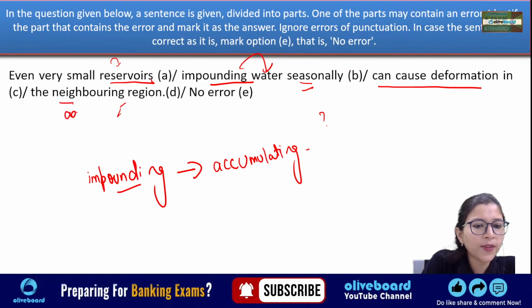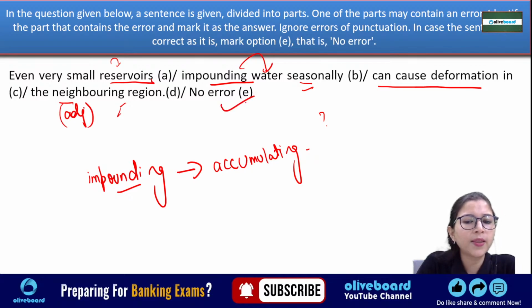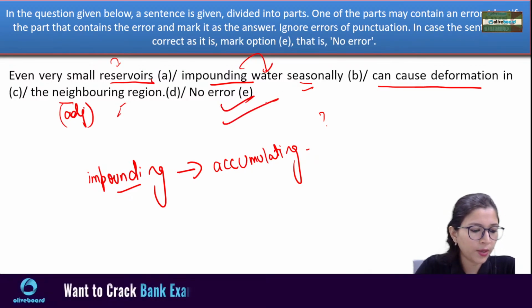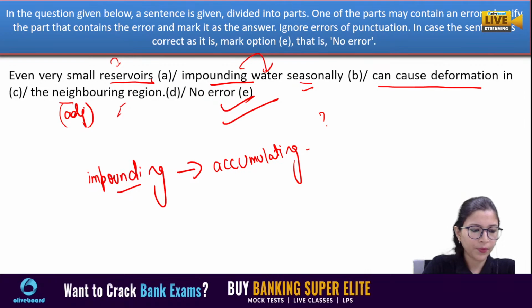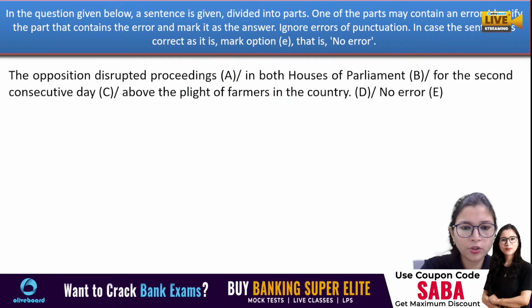So neighboring is what? It is an adjective here, so everything is correct, there is no error. Everything is correct here, there is no error. Okay? Yes.